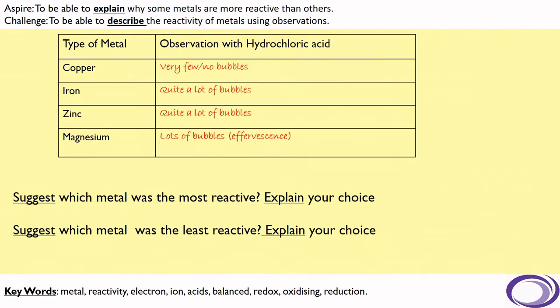So I've written just a few observations that you may have for the metals that we used. Copper, there was possibly one bubble. There's very few, no bubbles, I would probably say, would be a better observation.